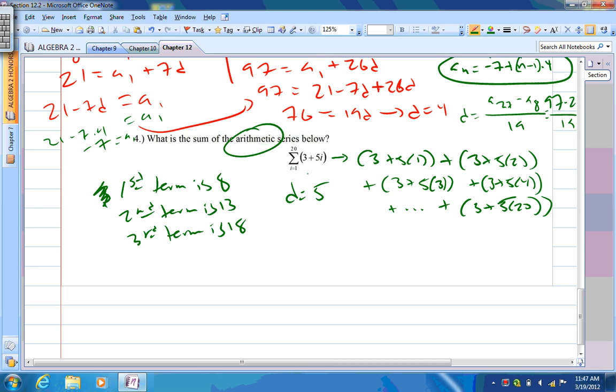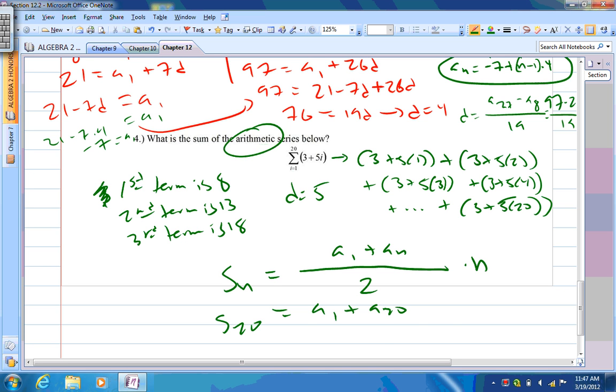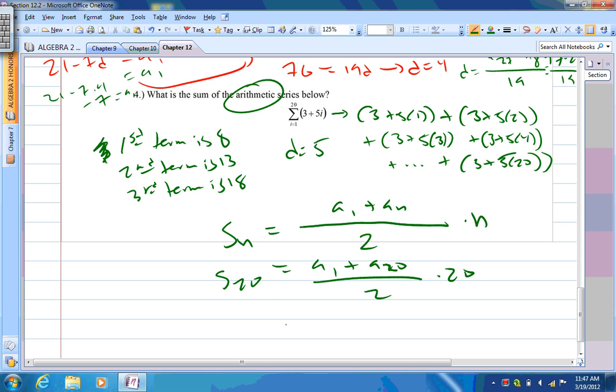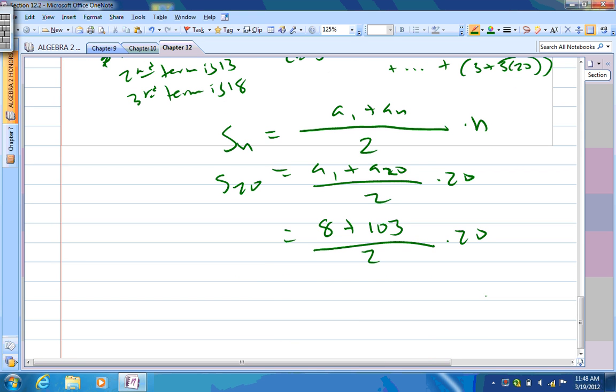But even then, we just really need to use this formula right here. So S20 is going to equal A1 plus A20, divided by 2, times 20. A1 is easy, that's 8. A20, if you plug in 20, you should get 103. Divided by 2 times 20, and I believe we get 1110. Yep, we get 1110. And that's it.